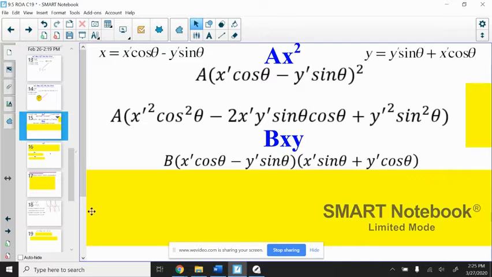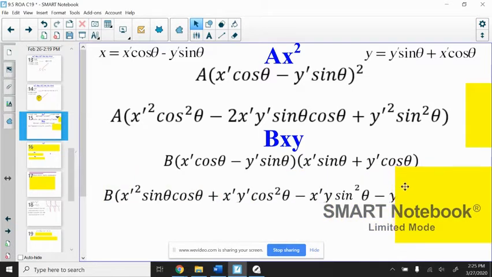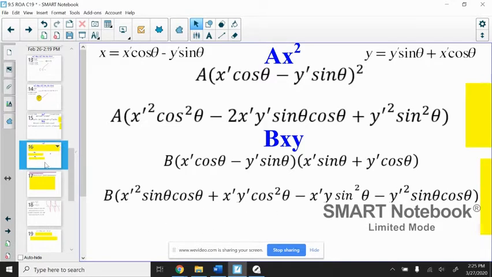Please make sure to take the time to do this on your own. See if you end up with the same thing, or you certainly may follow along with your textbook where the proof is given to you. X squared, BXY. We are good. Let's move on to the other terms.